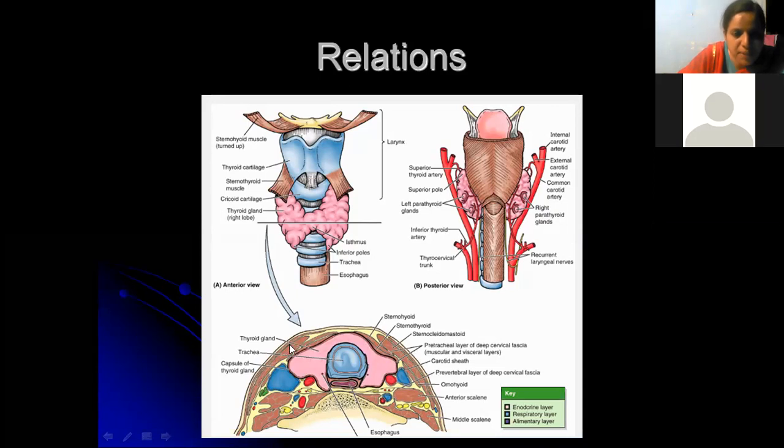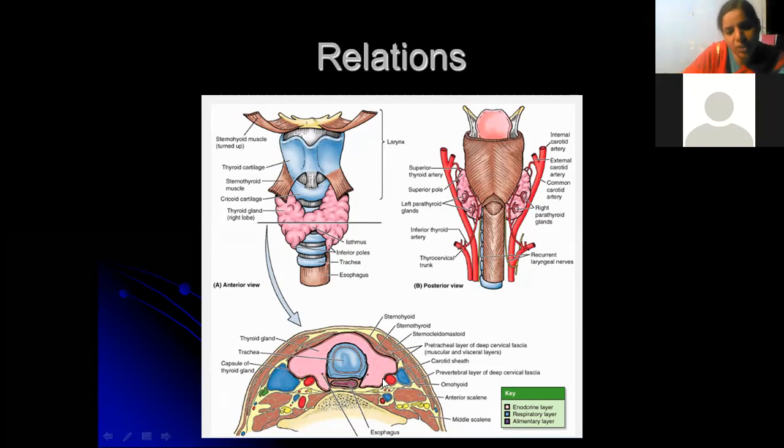So we have trapezius, we have sternocleidomastoid, we have sternohyoid, we have sternothyroid, thyrohyoid, omohyoid. All these muscles are clearly written in your textbooks. Open this book once. Then posteriorly, what is written is carotid sheath.